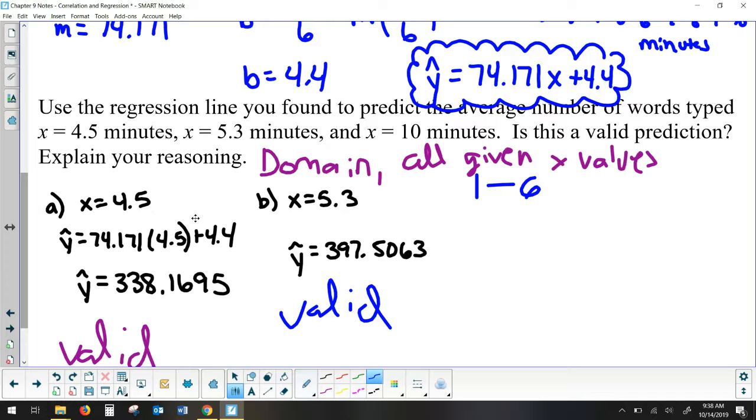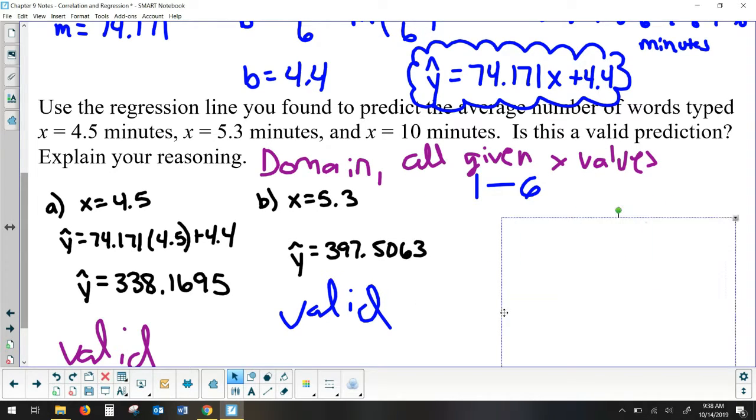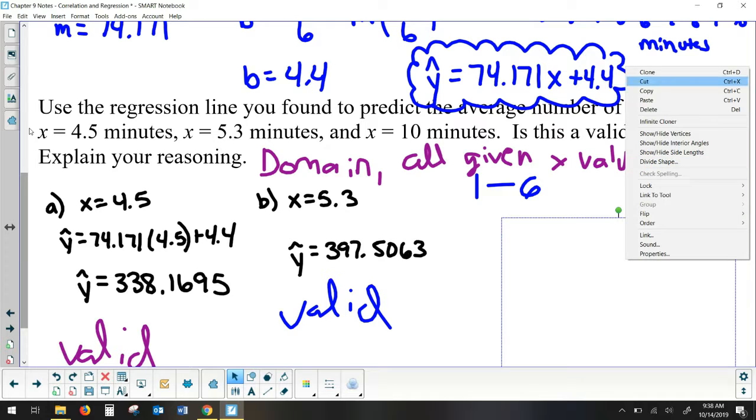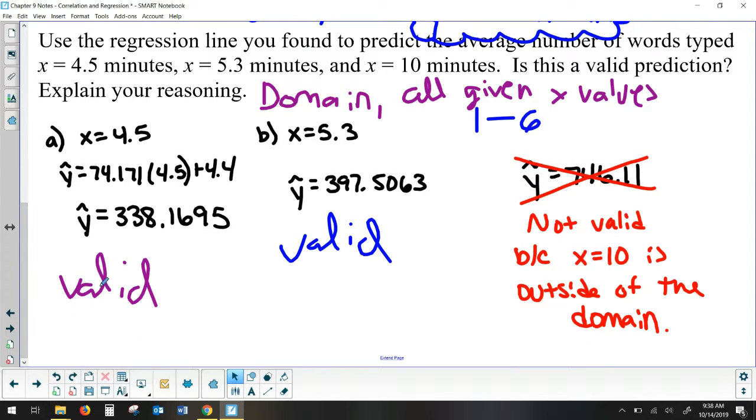Super. The last part. X is equal to 10. Okay? Super. Plug it in there. You get out y equals 746.11. But we know this isn't valid because 10 is outside of this domain. 10 is greater than 6. Can't use it. Not worth anything. Because we're saying you can't predict this. Sometimes they got out of hand. They're not predictable. Doesn't work. Okay? This was for part B. This is part C.